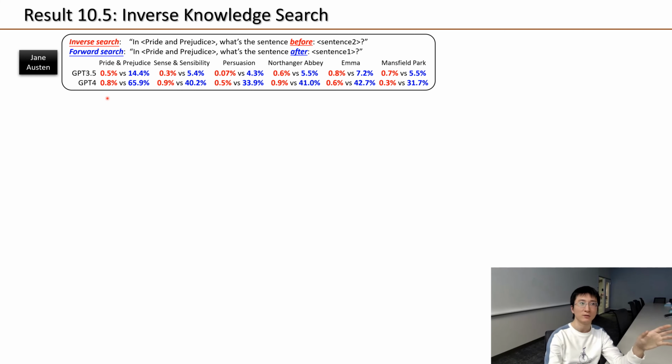So this is evidence that even if you scale up the model, the inverse knowledge search task is still a very hard task, for instance, for GPT-4.